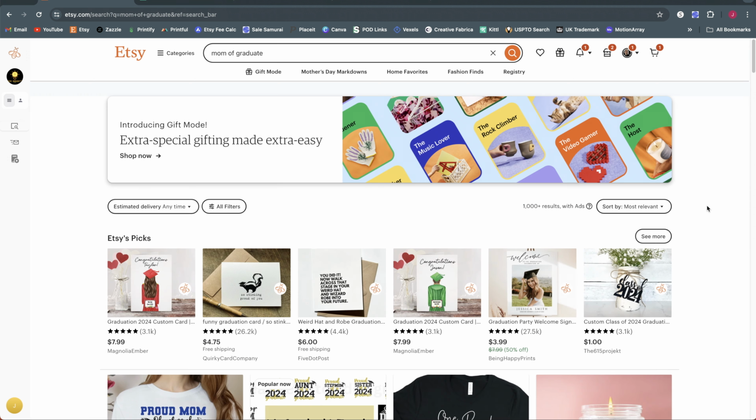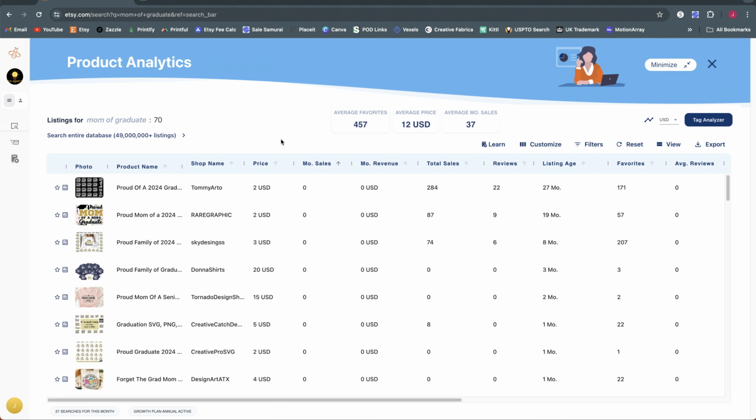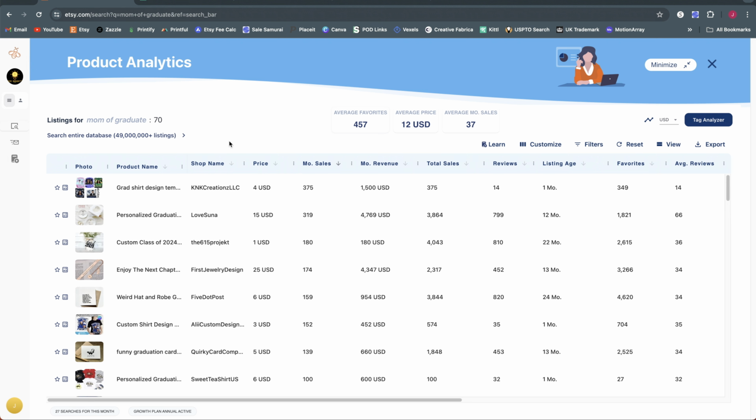All right, let's go in one other direction, because as I mentioned, one thing you can do is target parents of graduates, not just the actual graduate themselves. So I put in mom of graduate as my search term. Let's pop open the product analysis and see what is selling in this niche. We're going to see some common themes here, except one of the things we didn't see in the very top sellers for those other searches that we just did was apparel, really.